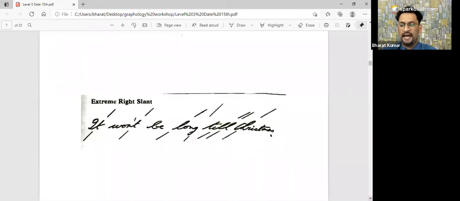This is also one example. You can check here. All the alphabets are having extreme right slant. So meaning now this person is having all those properties which will match with this kind of slant. So in the first writing, no slant was fixed.